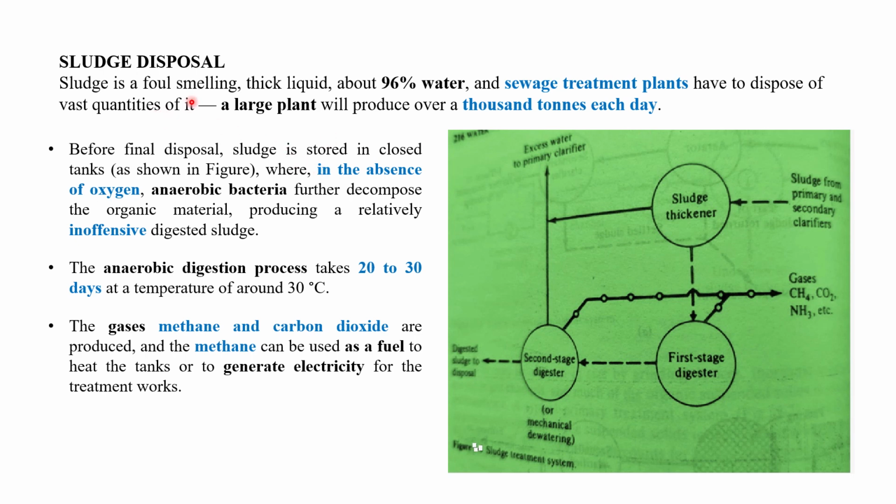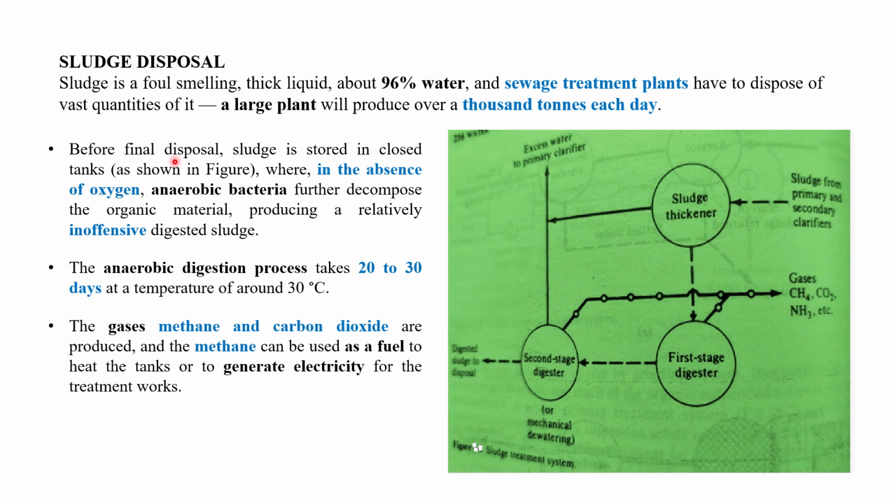Now we shall talk about sludge disposal. What is sludge? It is a foul-smelling, thick liquid containing 96% water, and sewage treatment plants normally have to dispose of vast quantities, because a large plant can produce over 1,000 tons each day.